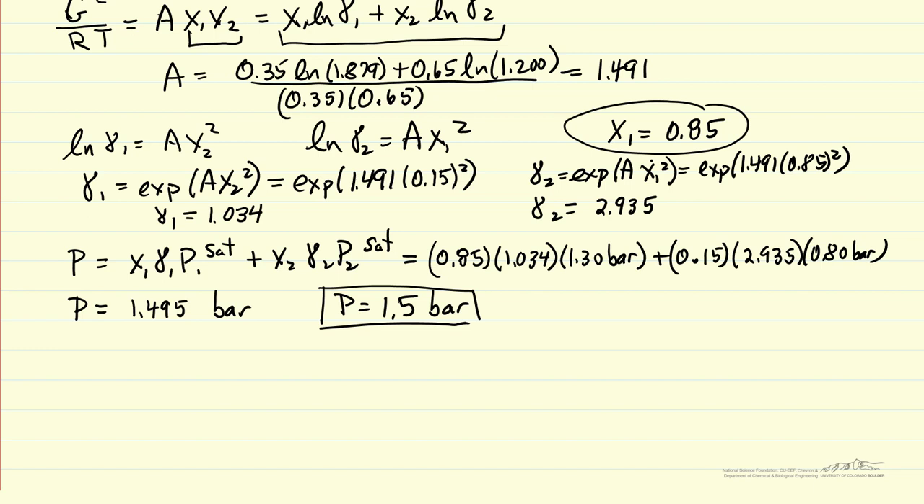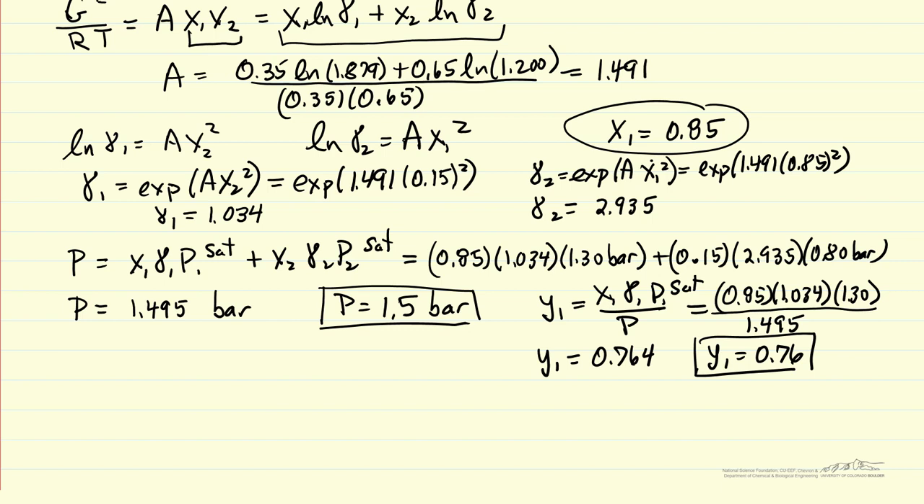So let's do one more calculation and look at that, and that's to calculate y1, equal to x1 gamma 1 p1 sat over pressure. I've substituted the values into the modified Raoult's law and calculated the vapor phase mole fraction of component 1, and then wrote it with two significant figures. And so the fact that we have the same pressure at two very different compositions is a result of the azeotrope. Let's pause and just approximately draw what this pressure-mole fraction system would look like.